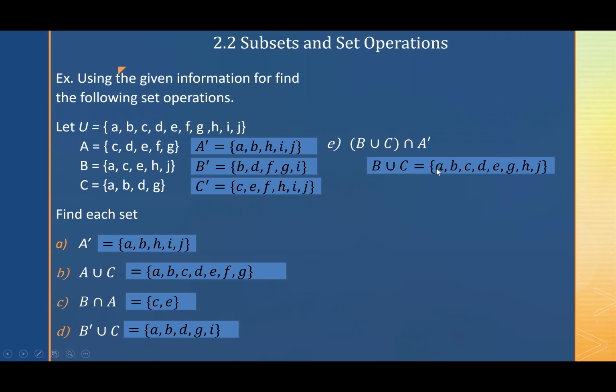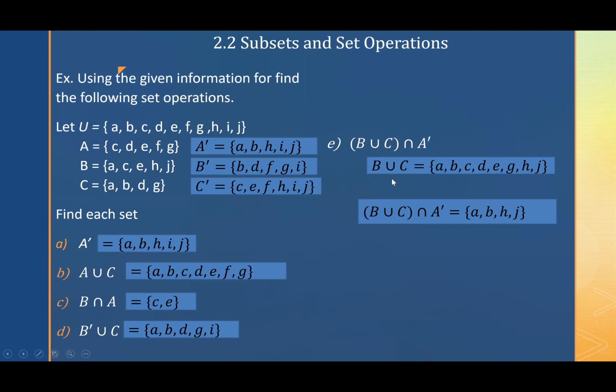And now what they tell you to do is take this item, what you just found, B union C, and see what it has in common with A prime, which is here. What do they have in common? Do you agree that they have the A, the B, the H, and the J? Those are the 4 items that are outside of A and inside either B or C, right? That's the question you need to ask yourself. The intersection refers to the word and, the union refers to the word or, either or, right?